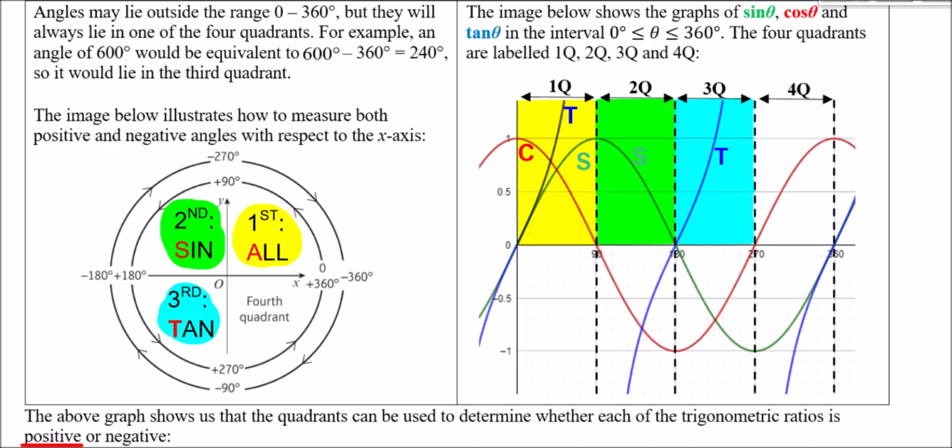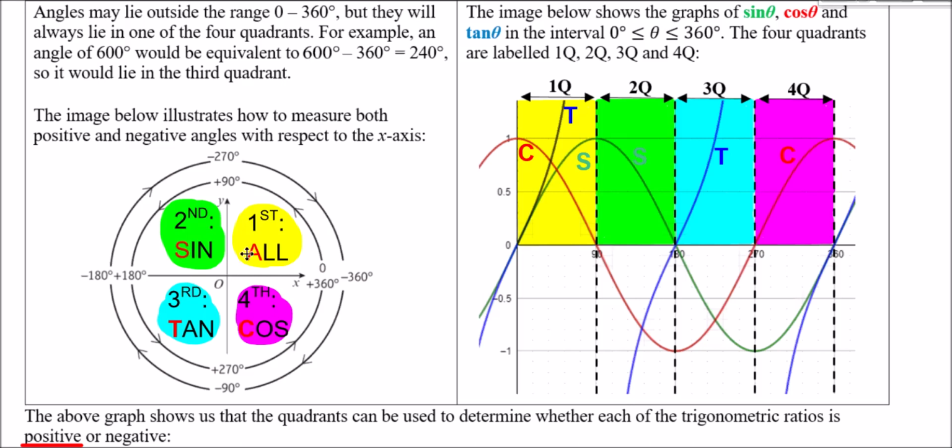Finally, the fourth quadrant, I'm going to use this purple colour. The only one which is positive here is cos theta. That's the only line you can see in the fourth quadrant throughout. So if I just bring up the C for cos theta, it's clear to see that the only trig function in the fourth quadrant which is positive is cos theta.